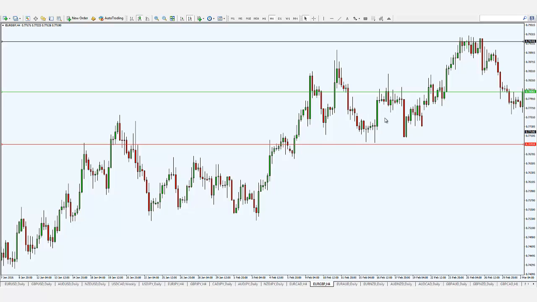Here's how you can do it. Remember what I said earlier: let price come to you. So instead of chasing price, instead of entering a trade only when price has already made a substantial move, wait for price to come to your desired level. So where is your desired level on this chart?